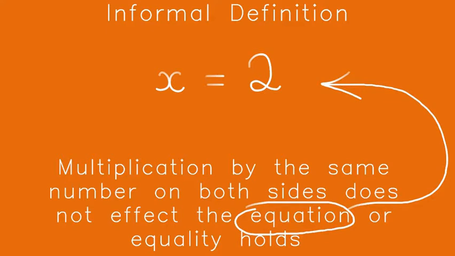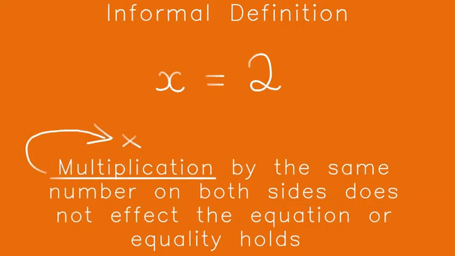Now it's not very different from how we were doing the addition and subtraction. The way we did that was, let's say we added 2, but we added 2 on both sides. And if we subtracted 2, we subtracted 2 on both sides. Similarly, when we're doing multiplication, we have to do the same thing. When we're multiplying, we have to multiply the same number on both sides.